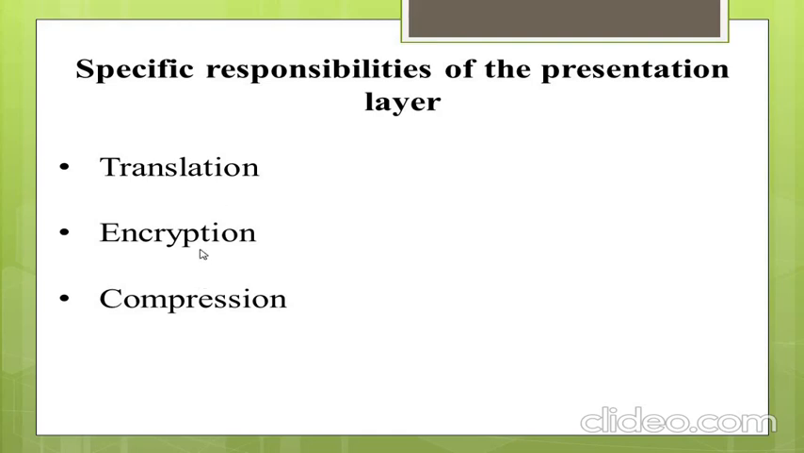Then we have the encryption. To carry sensitive information, a system must be able to ensure privacy. That means whatever data is transmitted by the sender has to reach the destination. If encryption is done, the original information can be transmitted in another form to the destination. At the receiving end, decryption is also used, which reverses the process of encryption to transform the message back to its original form.